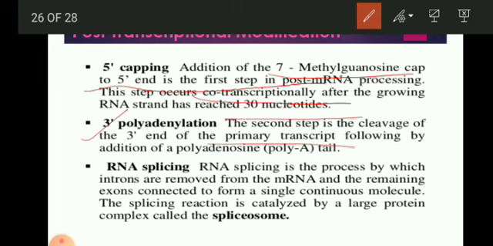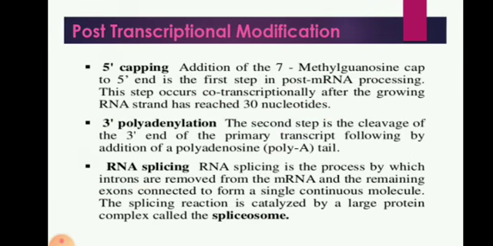RNA splicing is also a process applied there, where introns are removed from the RNA. These are some extra sequences which are formed but not needed during protein formation. So introns are removed by enzymes, and the remaining exons are connected into a single continuous molecule, and that splicing reaction is catalyzed by a large protein complex called the spliceosome. That spliceosome catalyzes all this process.